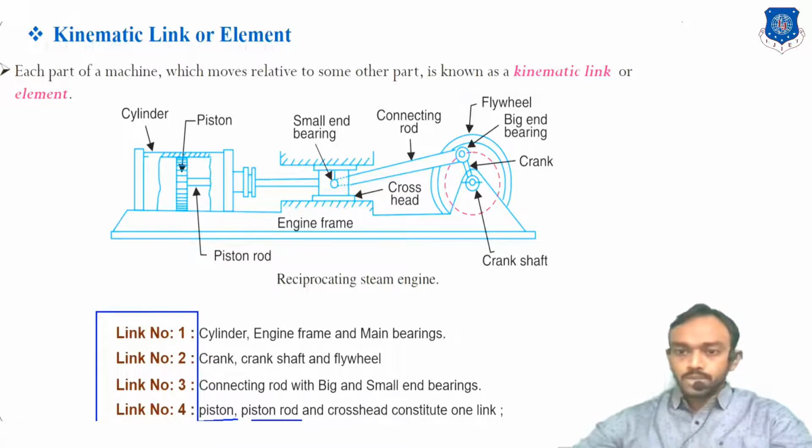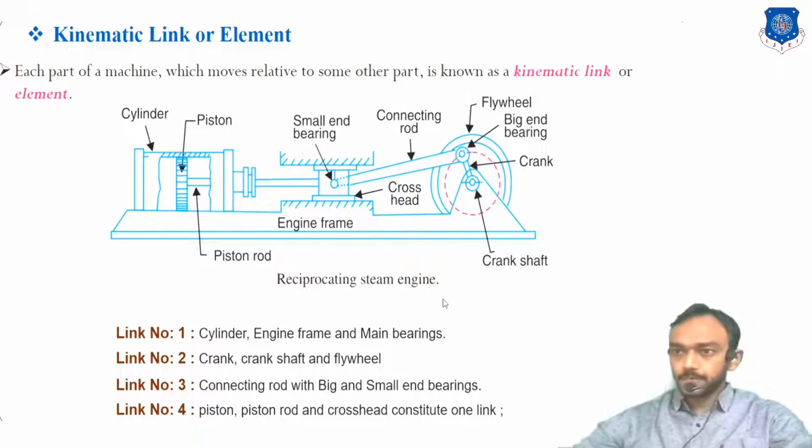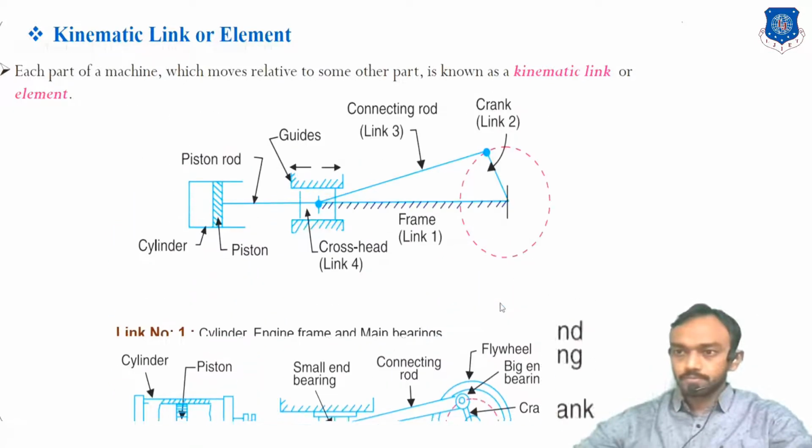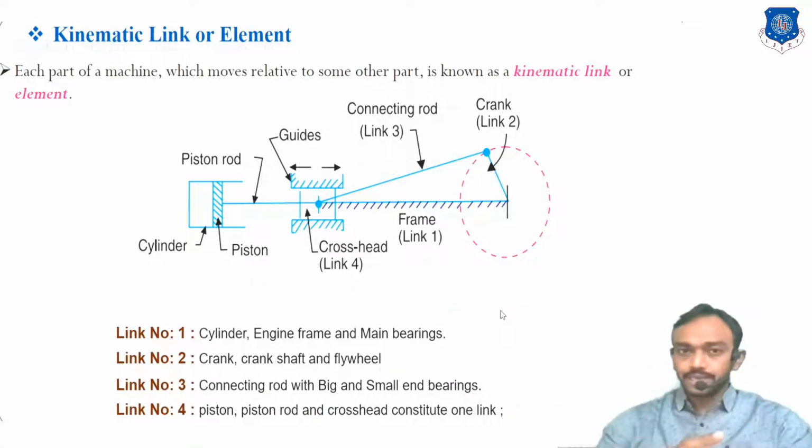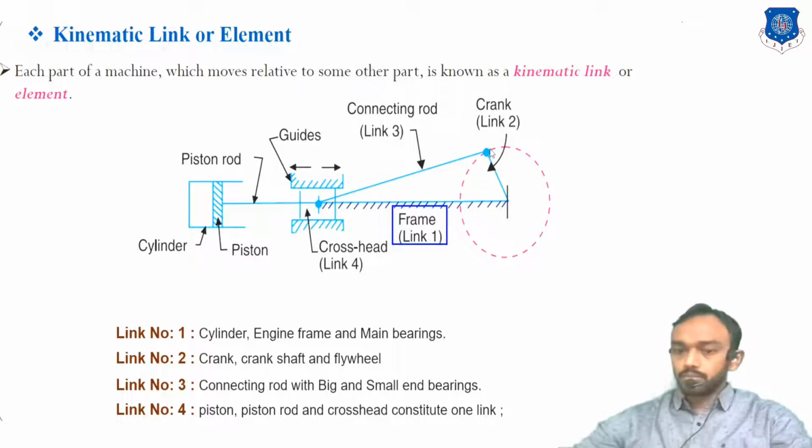Okay, so check this out. This is our simple diagram for that mechanism. You have seen the steam engine, but it is the single slider mechanism with a simple diagram. So you can see this. Link number 1 is the frame, link number 2, link number 3, and this is link number 4, and that's how they make this mechanism, which is known as a single slider mechanism.